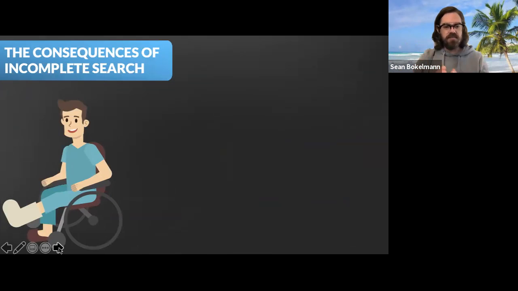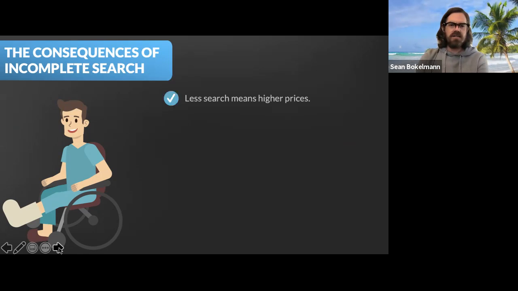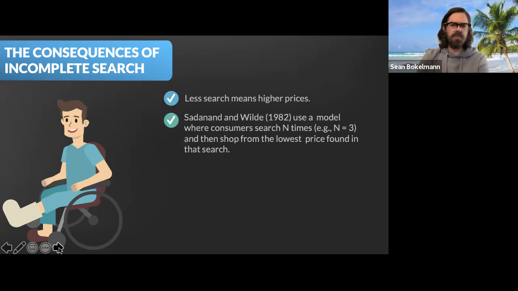All right, so now, within this search paradigm, we're going to think about the consequences of incomplete search, which of course can result if the costs of searching are high, right? If it's really costly to search, then people might not fully search. Their search might be incomplete. Now, recall, so far the model and the evidence suggests that less search means higher prices, right?